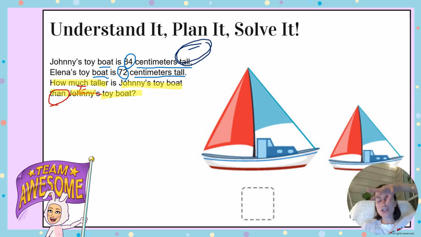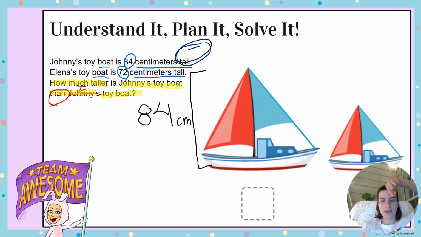Now let's look at our pictures, guys. You're welcome to draw these pictures on your paper or board. You do not have to, but let's go ahead and label our pictures and understand it more. It'll help us visualize. So looking at the first boat, this is Johnny's boat, okay? Johnny's boat is 84 centimeters tall, okay? Elena's toy boat is 72 centimeters tall.